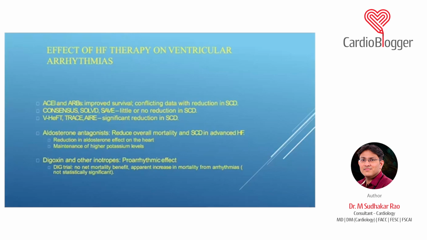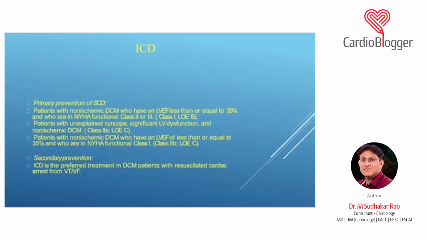Most of the time we should not use it, because the DIG trial showed that there is no significant mortality benefit, and it even increases mortality in some subgroups of patients, like women. So the meta-analysis has shown that digoxin has a pro-arrhythmic effect and should not be used for decreasing sudden cardiac death risk. Now the indications for ICD remain the same.